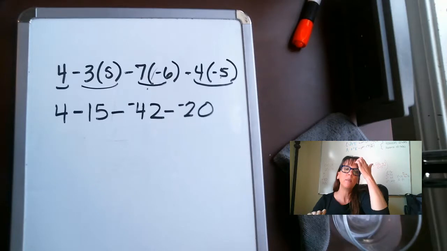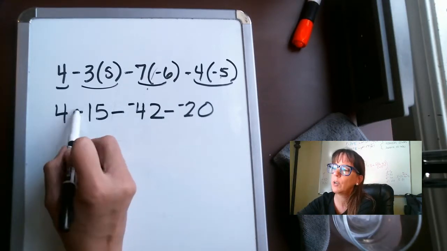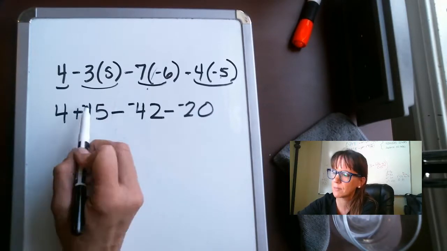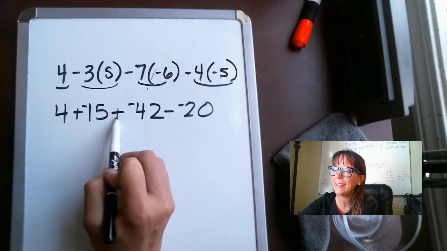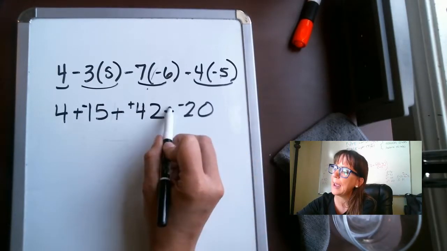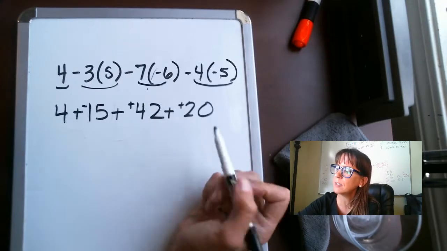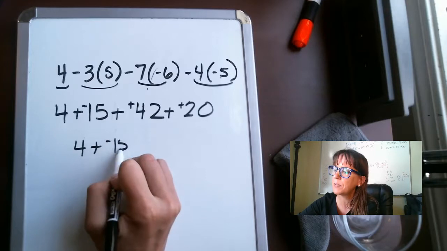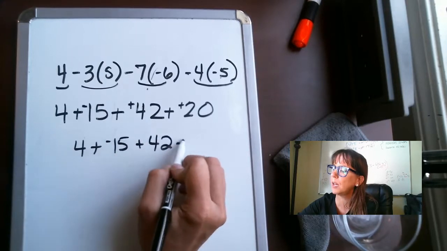Okay, so now we have a bunch of subtractions here, so we have to add the opposite. We are going to add, and the opposite of positive 15 is negative 15. We are going to add, and the opposite of negative 42 is positive 42. Add, and the opposite of negative 20 is positive 20. So what we have is 4 plus negative 15 plus 42 plus 20.